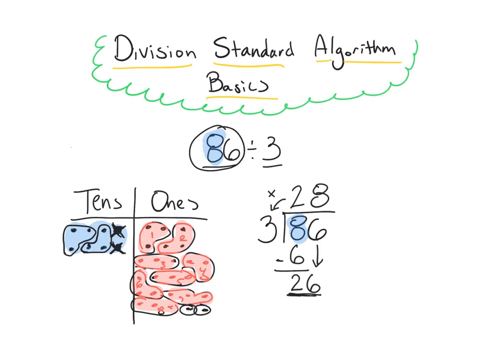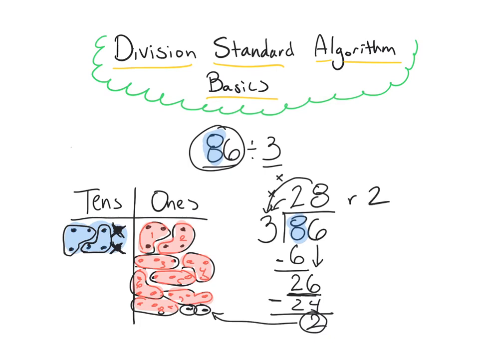So to show how many are in red, I'm going to multiply 8 times 3. And 8 times 3 is 24. And I subtract the amount that I had, 26, minus the amount that I was able to put into groups. And I have 2 left over. This 2 right here is connected to these 2 little extras that couldn't fit into a group. And since these 2 can't fit into any group, and we can't break down these ones, or at least we can't right now, this is going to be our remainder. So we get an answer of 28, remainder 2.